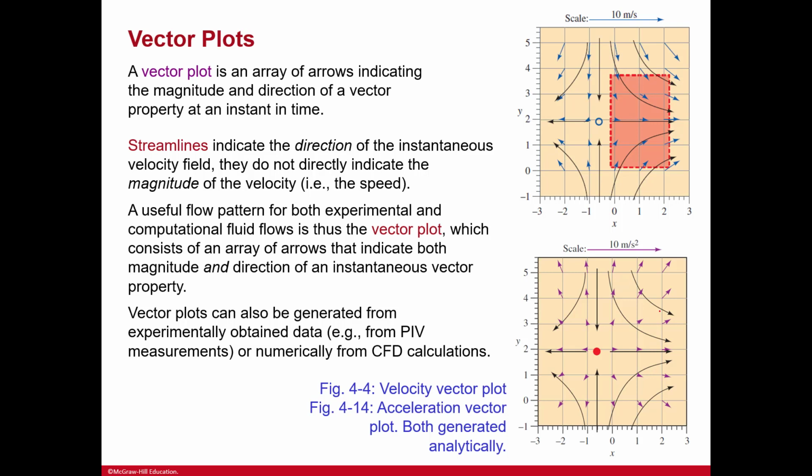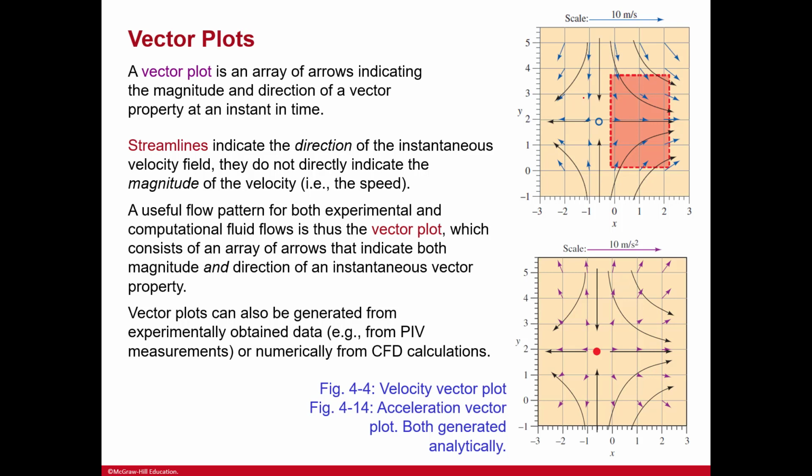Vector plots are an array of arrows indicating the magnitude and direction of a vector property at an instant in time. And so you have those streamlines. Again, we looked at these a little bit earlier. Streamlines indicate the direction of the instantaneous velocity field, right? So we can see the pattern, the way that they are going, but they don't necessarily indicate the magnitude or the speed, right? The velocity. It just gives you the direction, the path, the behavior of it.